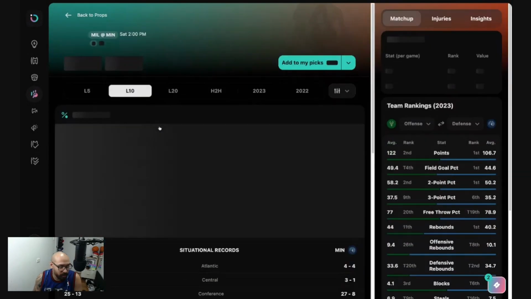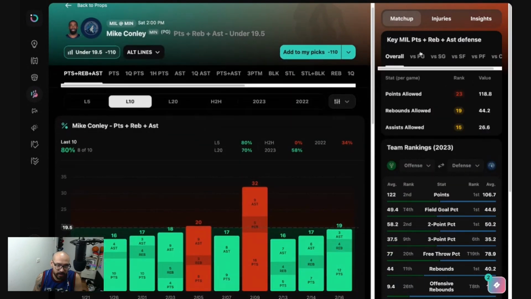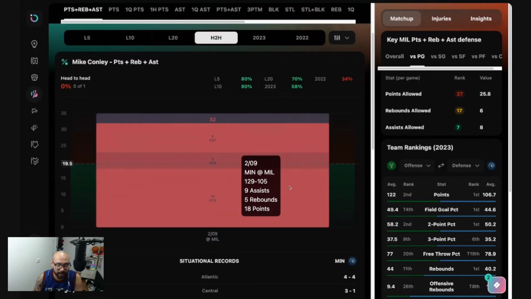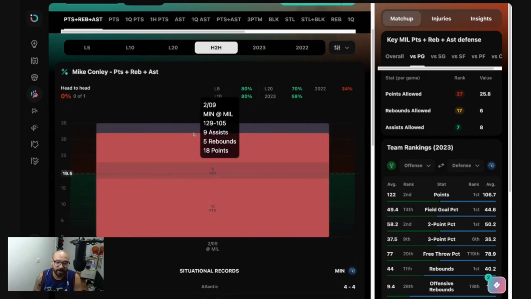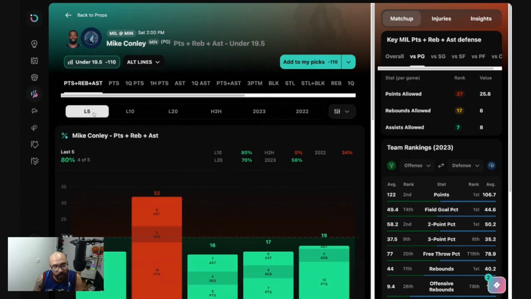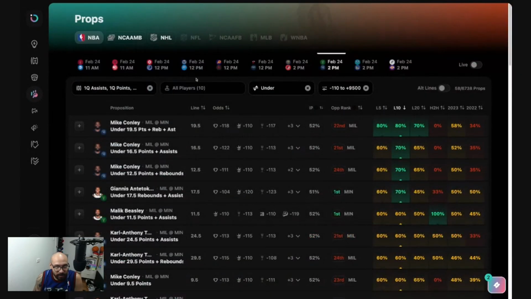So Mike Conley PRAs come up in this one. Under 19.5 PRAs. He's gone under in 8 of his last 10 games. The matchup, if you're looking at the under, it's good for his assists, not bad for his rebounds. Points-wise, it's not a great one. And in head-to-head matchups, he did have 32 PRAs in their last matchup: 18 points, 5 rebounds, 9 assists. I'm not overly surprised by that, because the Bucks don't defend point guards very well. So even though his recent form says take the under all day, every day, that form against the Bucks is enough to scare me off. So I won't be touching that.